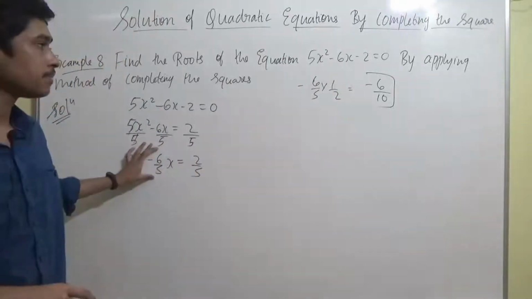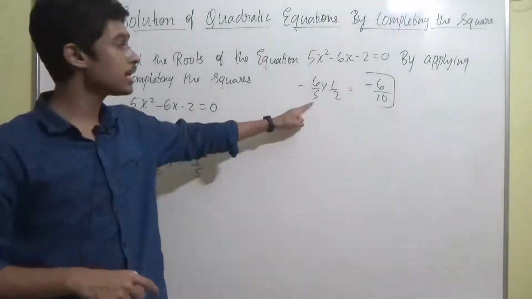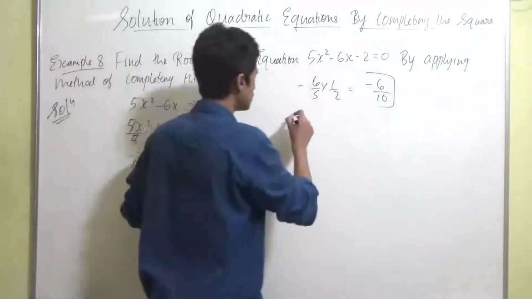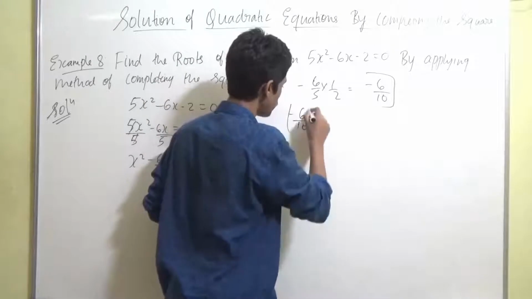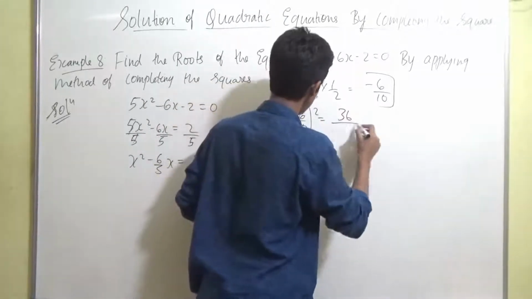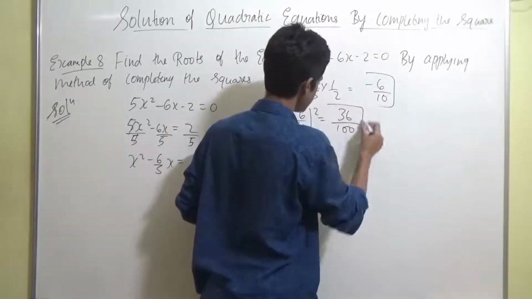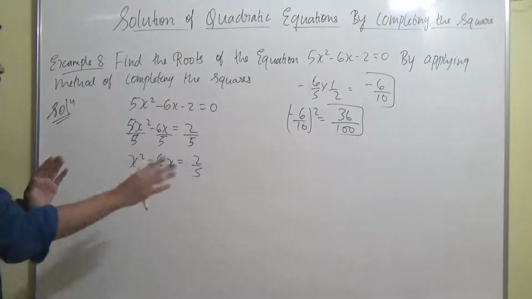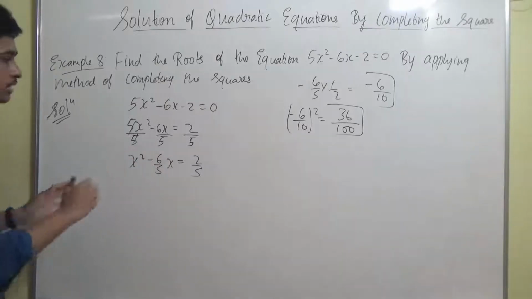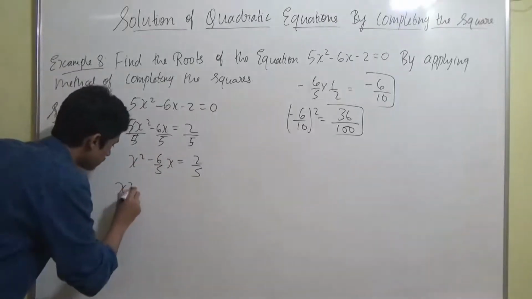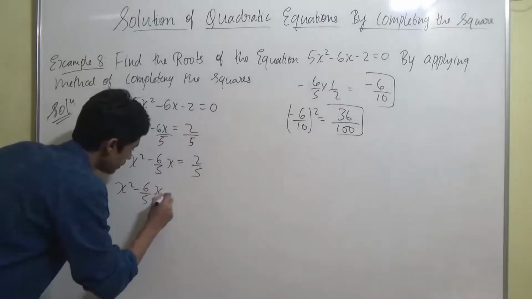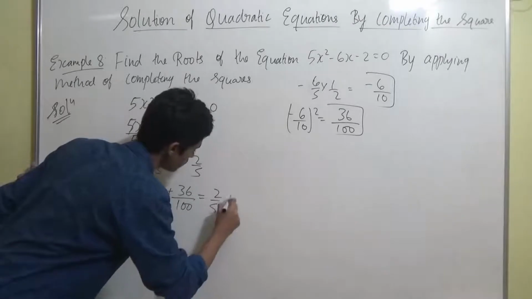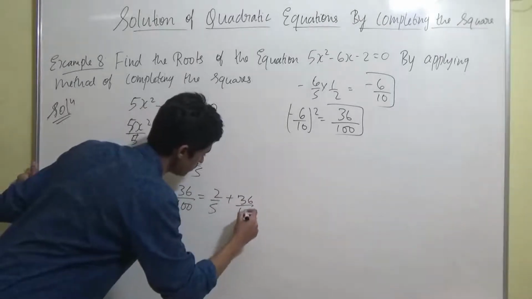First you have to take the middle term, that is minus 6 by 5, take half of that, and the number which you get, you have to square it. That is minus 6 by 10, square it. It will become equal to 36 by 100. Done. Now what you have to do? You have to add 36 by 100 on both sides, that is in LHS and RHS. That time it will become x square minus 6 by 5 x plus 36 by 100 equal to 2 by 5 plus 36 by 100.